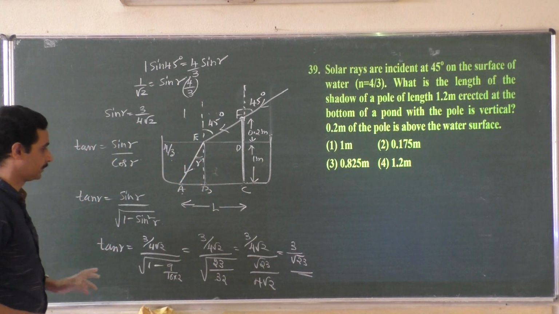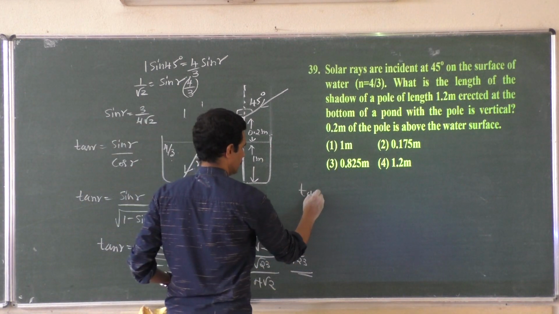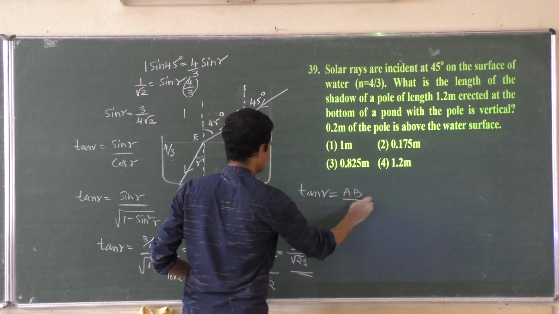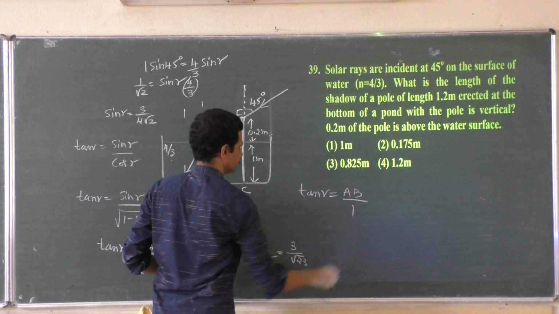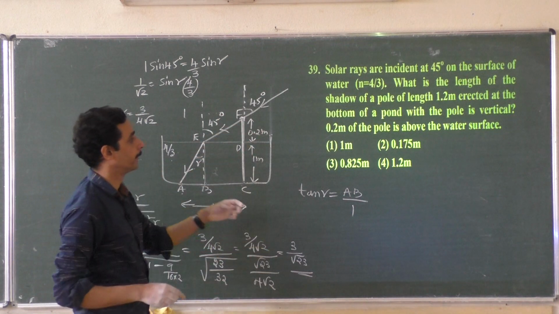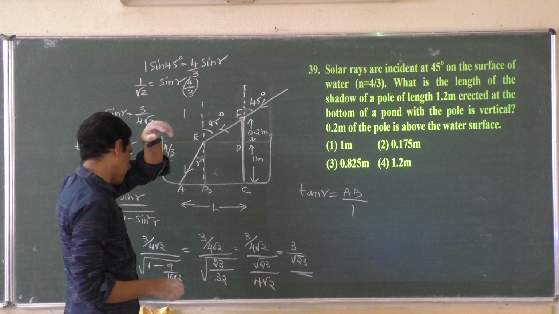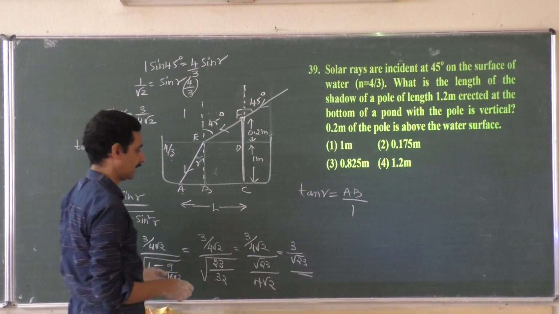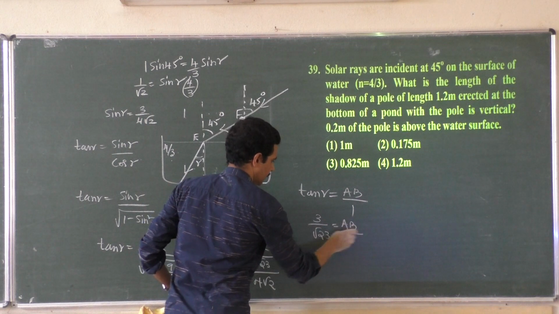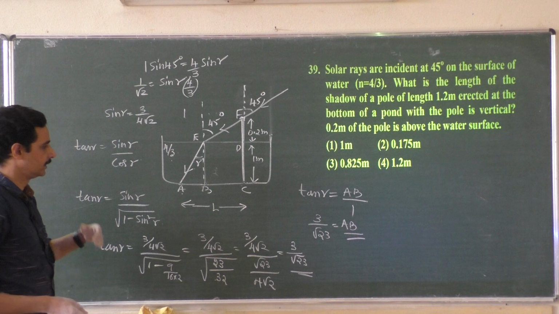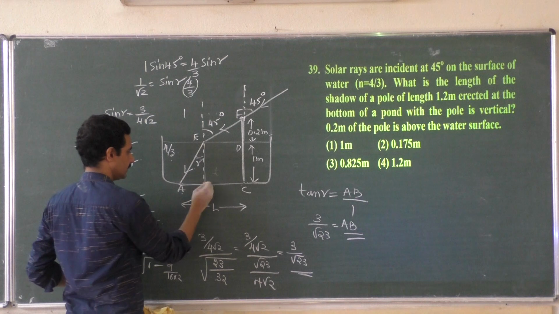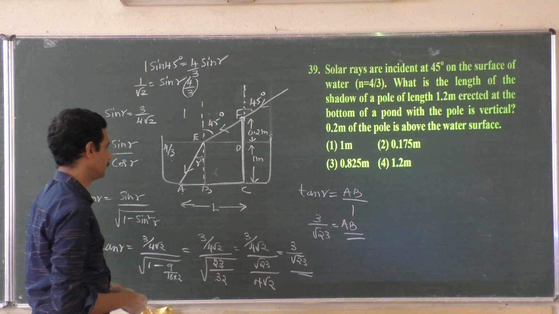3/√23 is tan R, but tan R is also equal to opposite side, that is what is needed for us, by adjacent side, 1 meter. This is 1 and this is 0.2 meter above, right? Yes, above the pole. The pole is above the water. Tan R is 3/√23, which is equal to AB. Directly we have got it, because AB is by this one. So we got AB, that is the length of the shadow, this much.